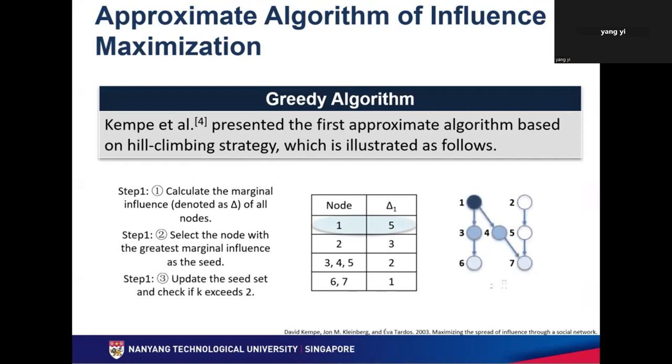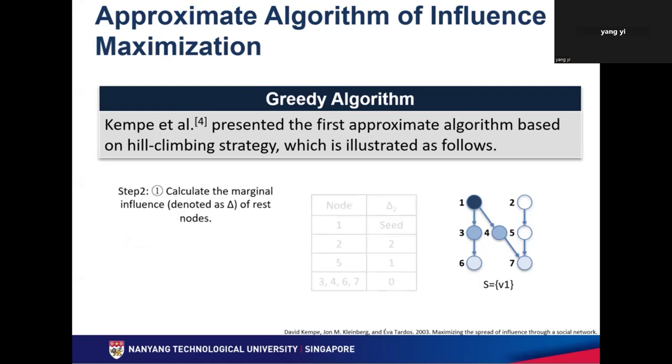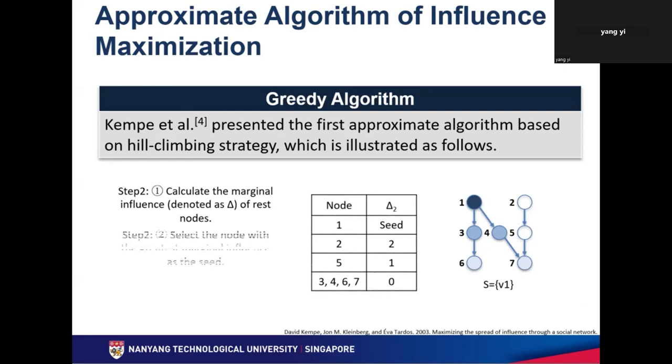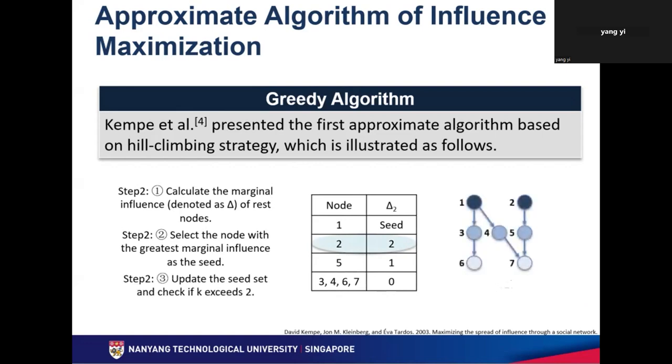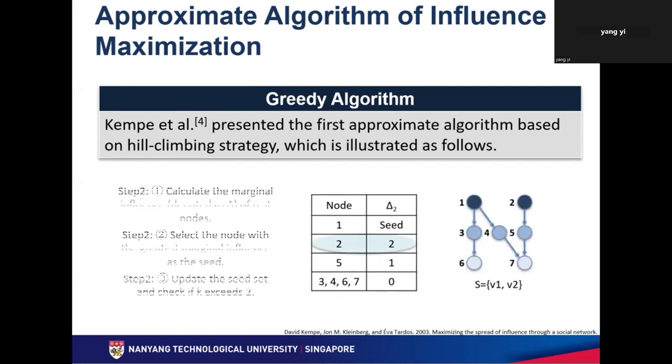So now we have already got one seed, and the number of seeds is K equal to 2, so we can select another seed. Next, we select the next seed. We have to recalculate the marginal influence for all the nodes, and we update the table as the red part. Now V2 has the best marginal influence, right? So we select V2 into the seed set. And now K equal to 2, so we end the selection.